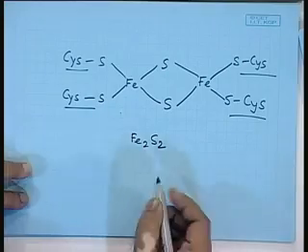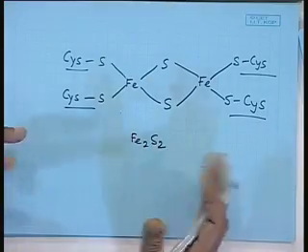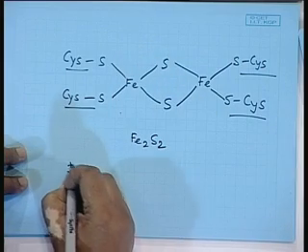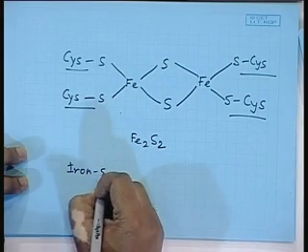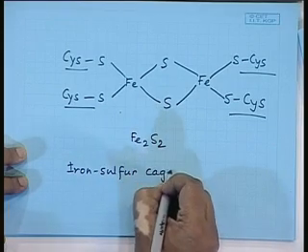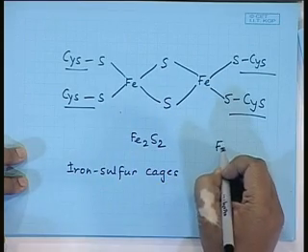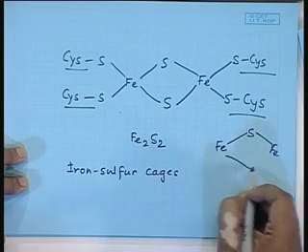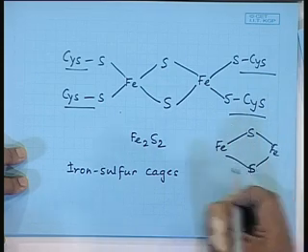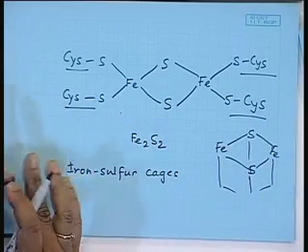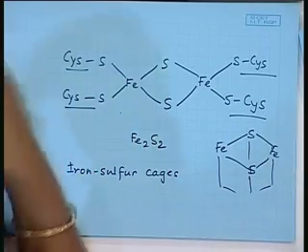You can also have Fe4S4, or you can also have what are called iron-sulfur cages, which literally look like cages. So, you have a cube like that, where you would have all these connected together, and then you would have something like that. So, they actually look like cages. So, you can have these iron-sulfur cages.